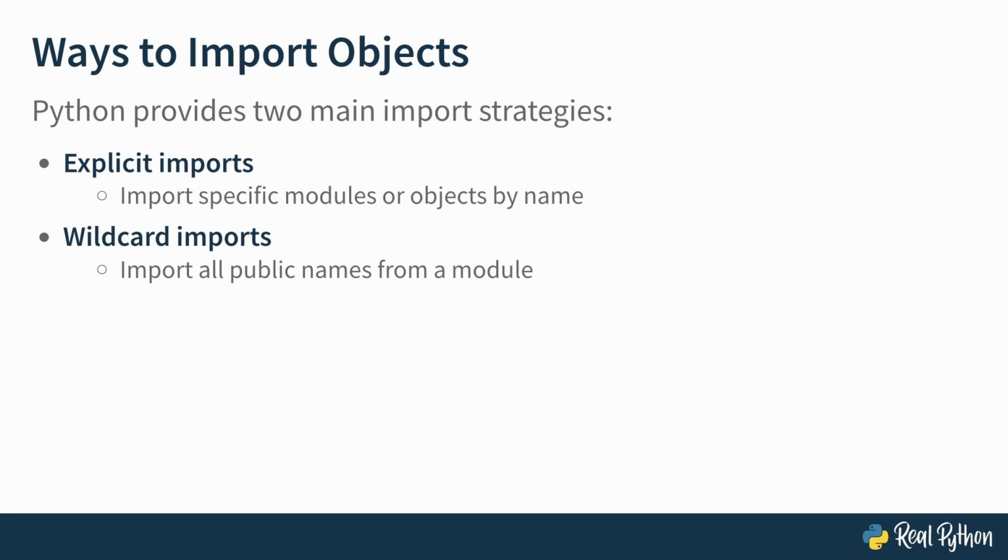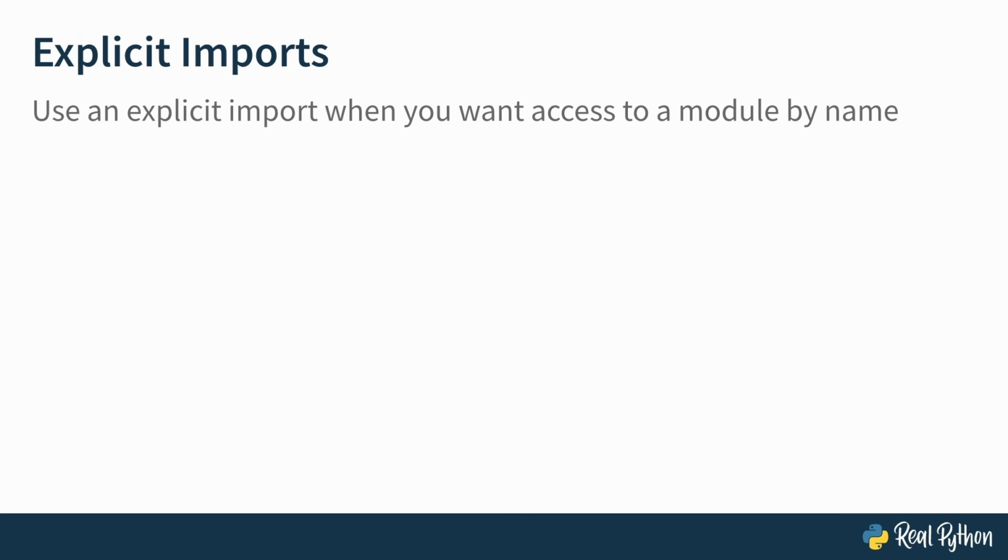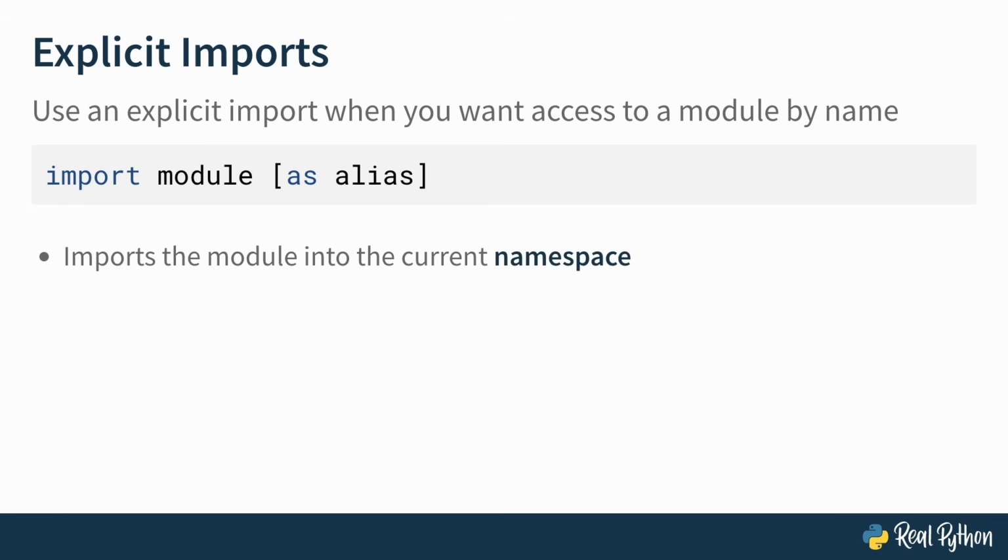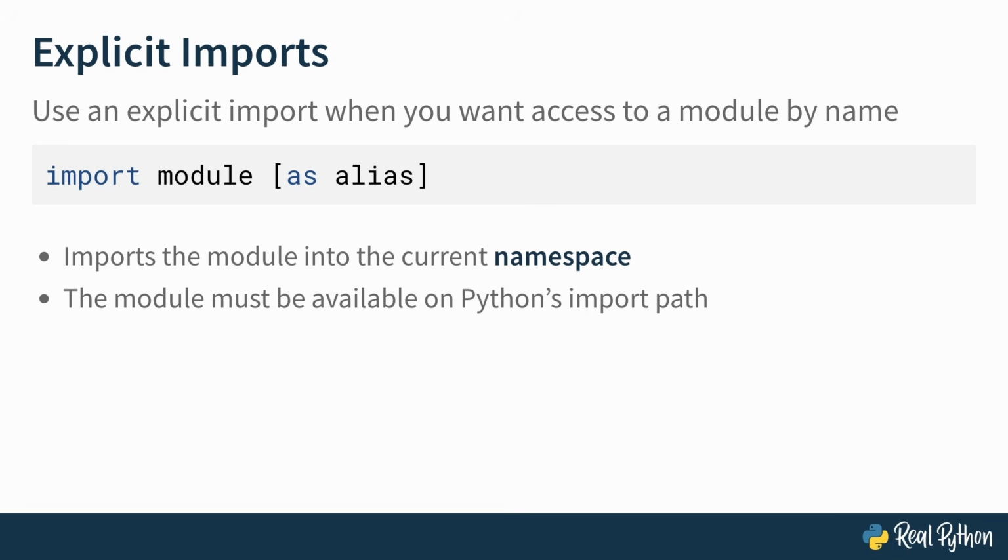First, let's look at explicit imports. You can use an explicit import when you want to access a module or its contents by name. The basic syntax is import module with an optional as alias, which imports the module into the current namespace, the collection of named objects available to your code. It only works if the module is available on Python's import path, essentially checking if the module is in the working directory, installed as a third-party library, or is in the Python standard library. And an optional alias can be provided, which is good for avoiding name collisions with other code objects in your file, or even just simplifying the name of the module you're importing.